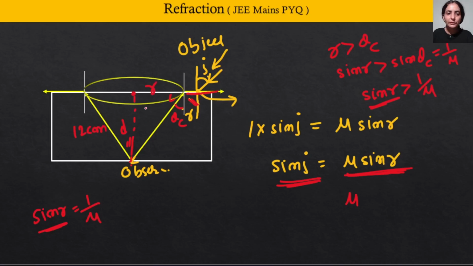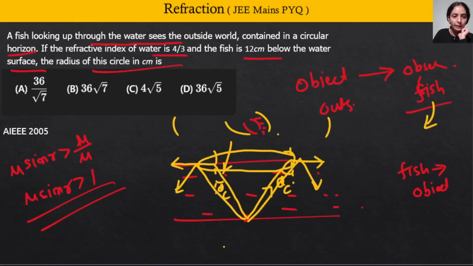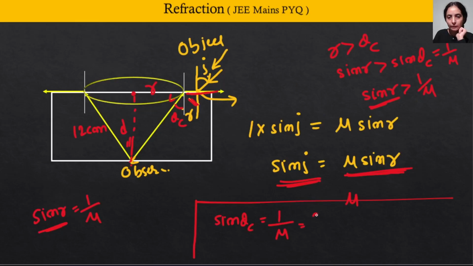What will be the value of sine theta c here? So let us do the calculation here. So sine theta c आप क्या लिखोगे? Sine theta c is basically 1 by mu, and mu is equal to how much is given in the question, 4 by 3, right? So this will be equal to 3 by 4. So sine theta c is 3 by 4.